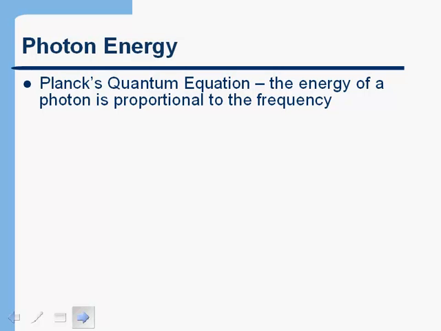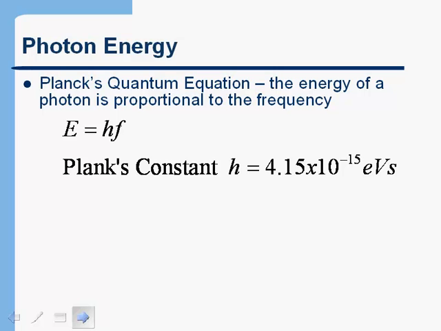We now want to talk about photon energy, and we talked a little bit about this last week. Planck's quantum equation simply tells us the energy of a photon, and the energy of a photon is proportional to the frequency, as we've discussed previously. That's why an X-ray photon, since X-rays are high frequency, has more energy than a visible light photon, because visible light has a lower frequency.